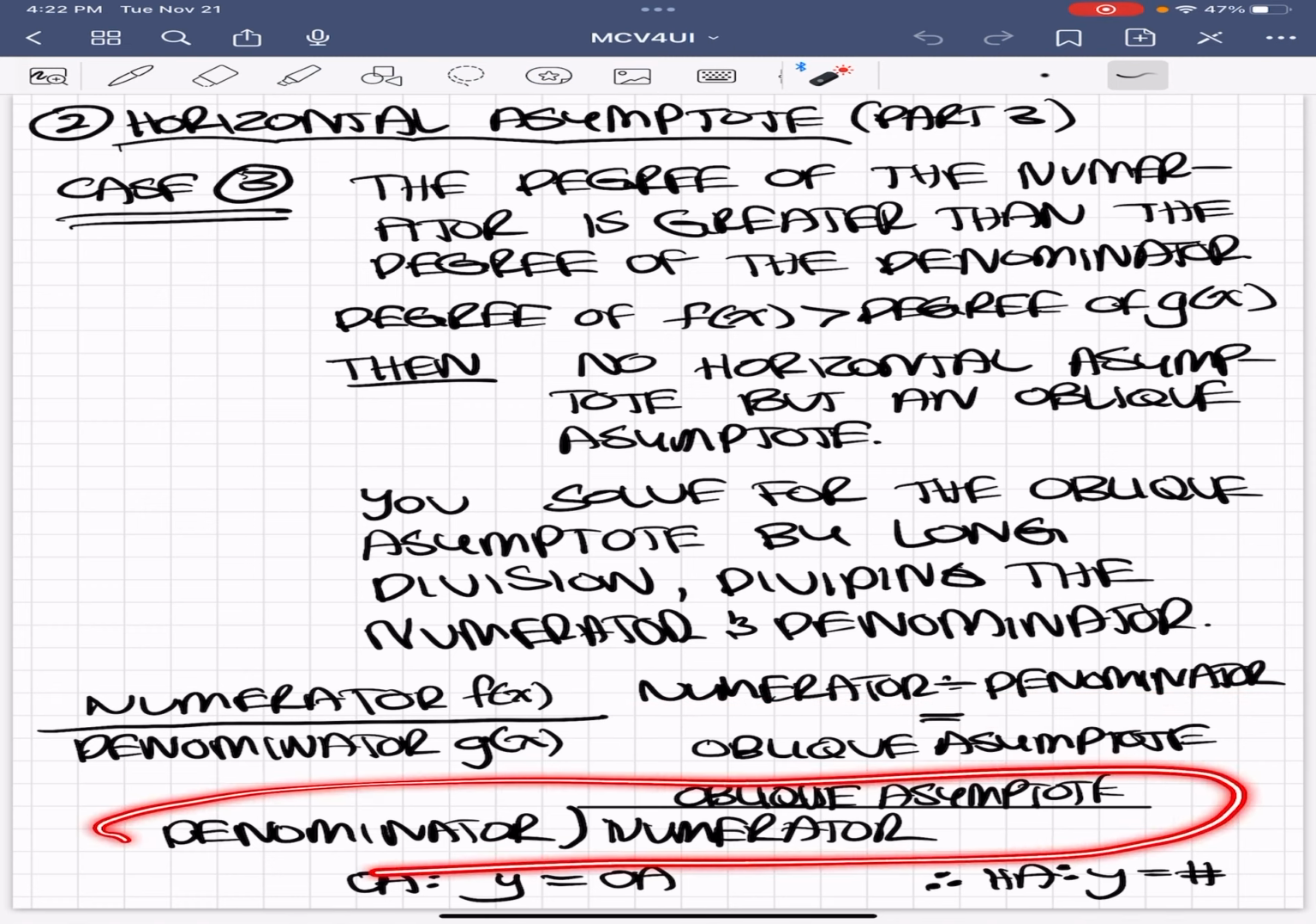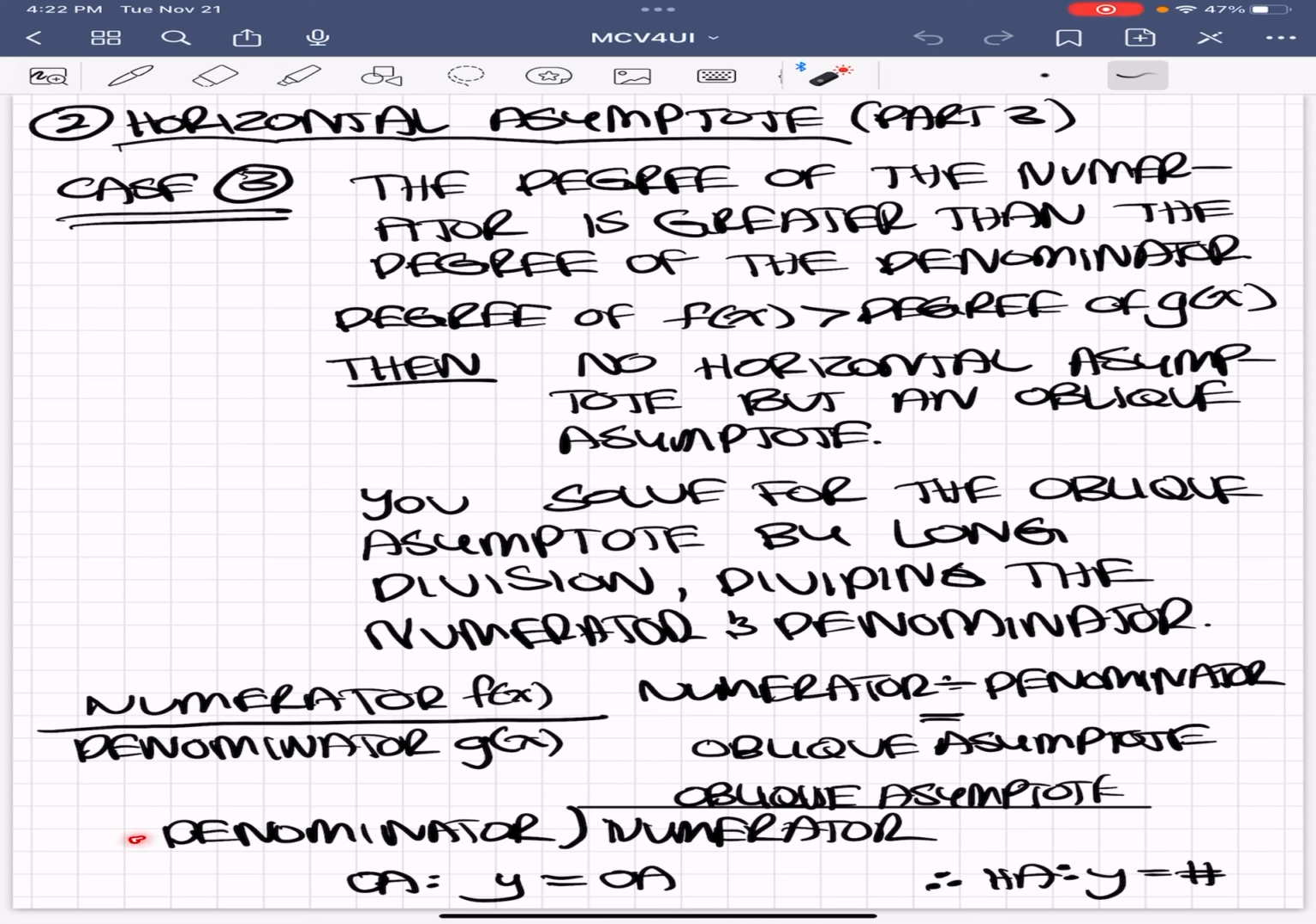And then here, we're dividing the numerator by the denominator, and we get an oblique asymptote. So denominator goes here, numerator goes here, and your oblique asymptote will be on the top. If you need to review dividing by long division, see the earlier material on long division. So OA, y equals OA.